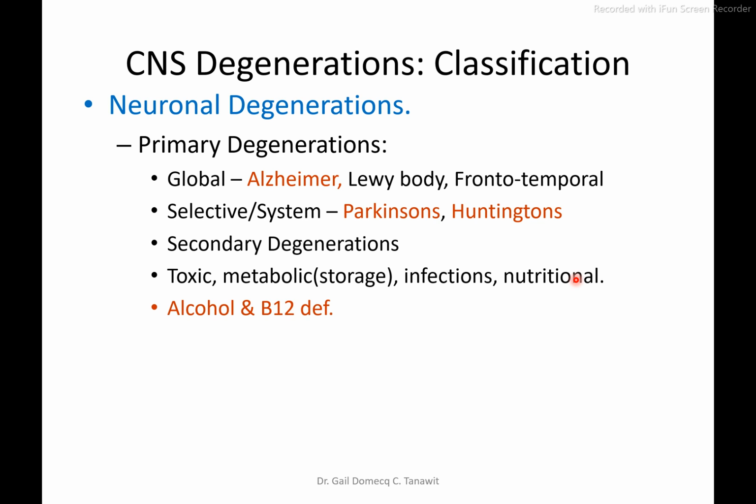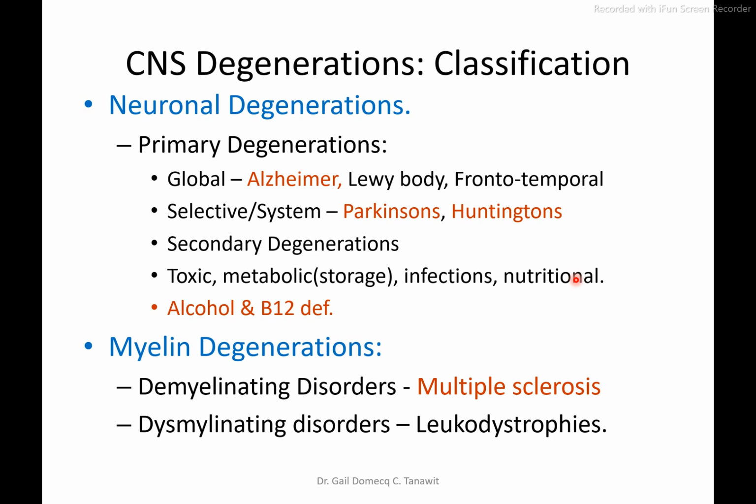The secondary degeneration includes your toxic metabolic lesions or pathology. You can also have infection in origin, nutritional. Alcohol and B12 deficiency can also lead to neuronal degeneration. For the myelin degeneration, we have your MS, multiple sclerosis, and your dysmyelinating disorders. These are your leukodystrophies. So of course, the more common ones, as I highlighted, would be your Alzheimer's, your Parkinson's, and your multiple sclerosis.